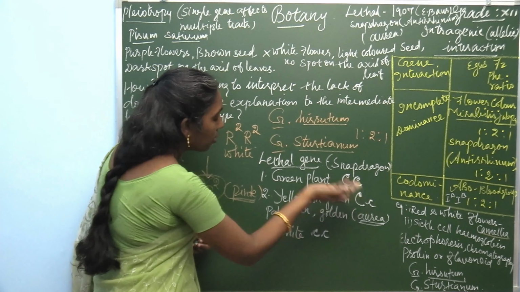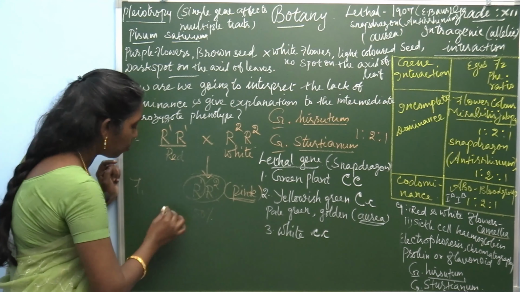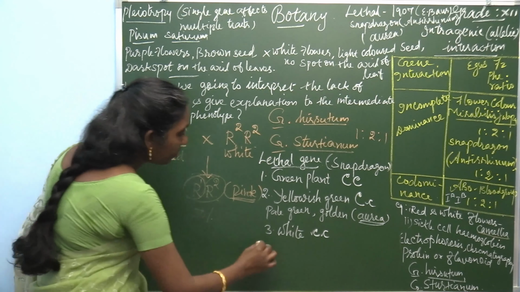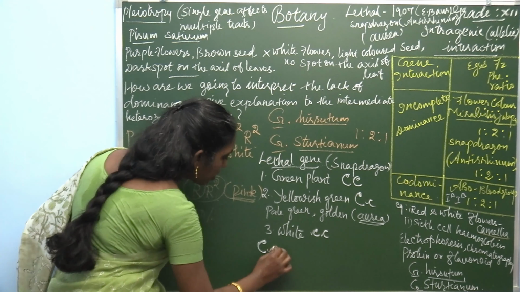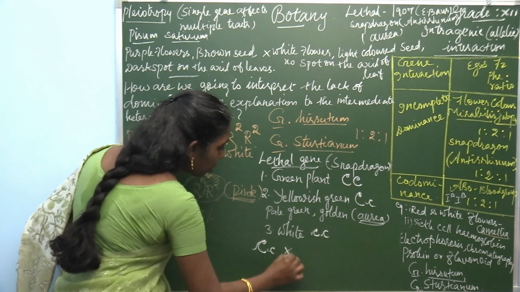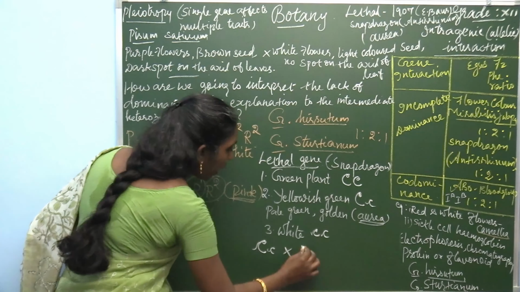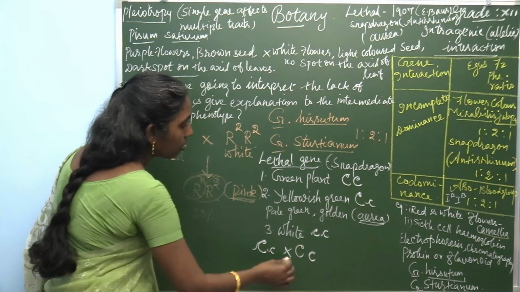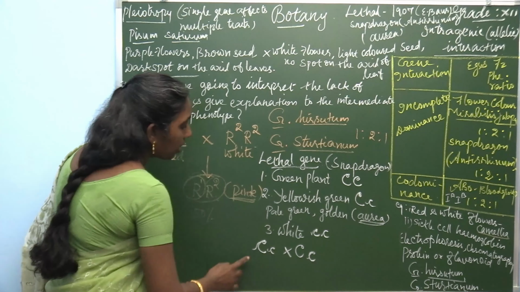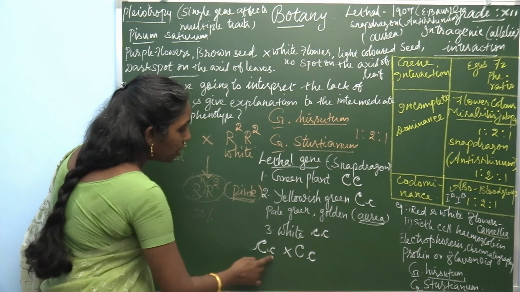So when this heterozygous capital C, small c is crossed with capital C, small c, the parent is the heterozygous parent. In the F1 generation it produces heterozygous plants. So take this as a parent, capital C, small c, crossed with capital C, small c. What is the color?